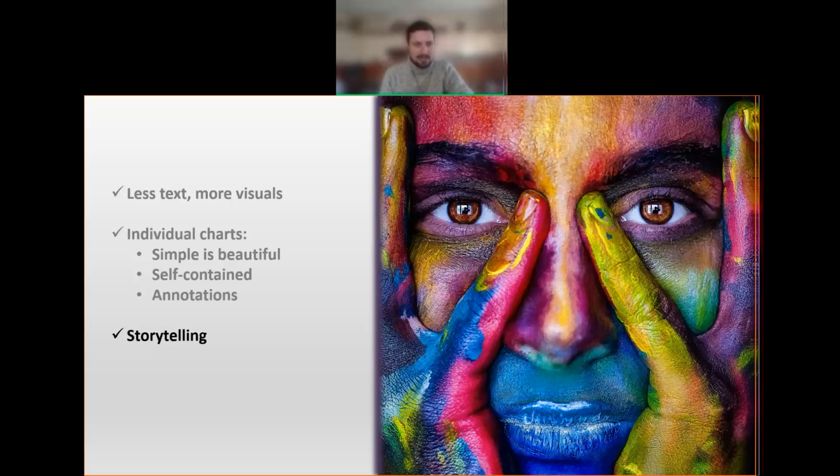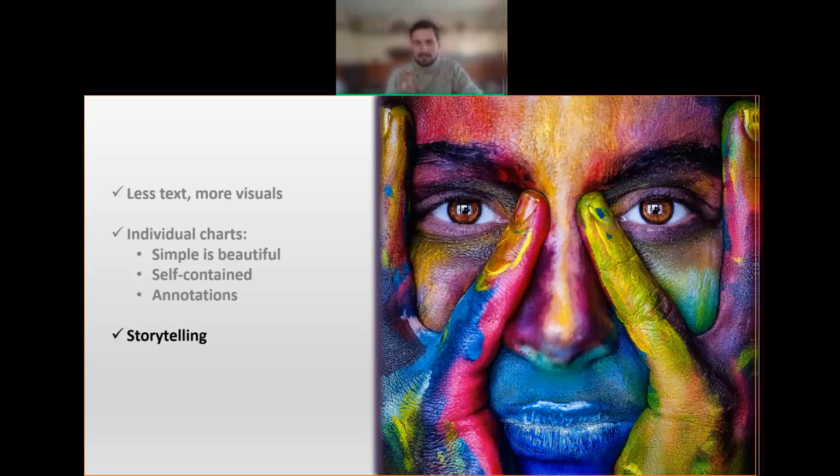Now let me go to the storytelling part of the SDG Atlas. So we talk about how we want more visuals and less text, right? Then we saw how, to accomplish that, we had to focus heavily on making the charts self-contained and easy to understand. Now I'm going to showcase the storytelling aspect that is across all those reports.